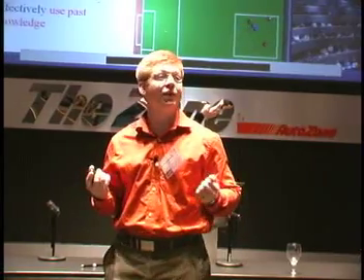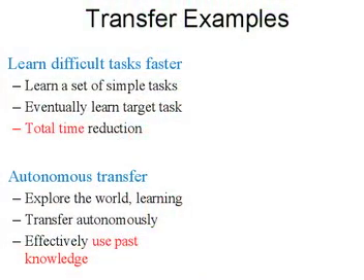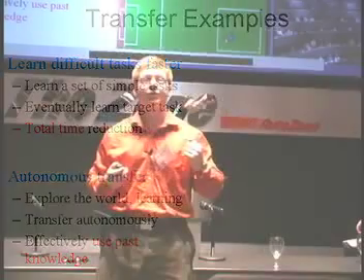A second scenario, which is more relevant for AGI, is that of autonomous transfer. So the idea is I've got some agent that's exploring the world and is coming across tasks, learning how to do different things, and now it's got a new task. And now it needs to figure out how to effectively use knowledge from a past task to learn its current task. Okay, so what do I mean by a task?